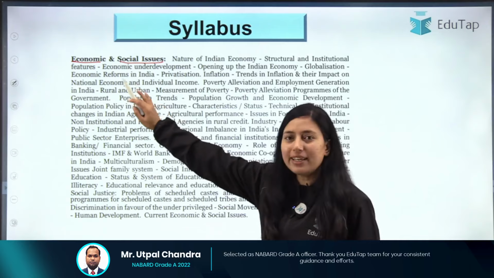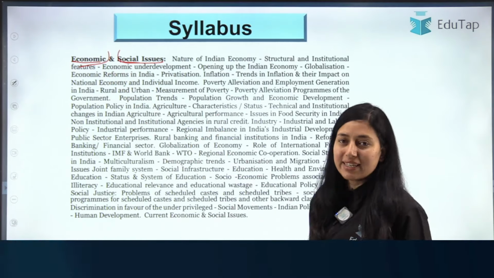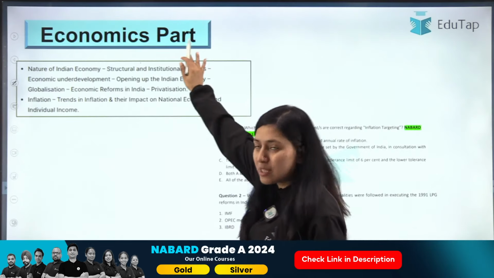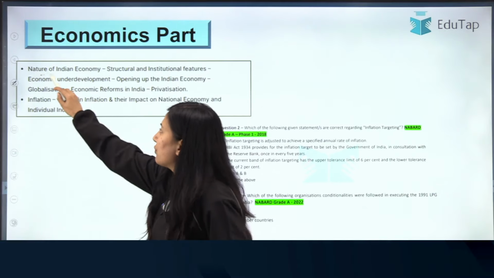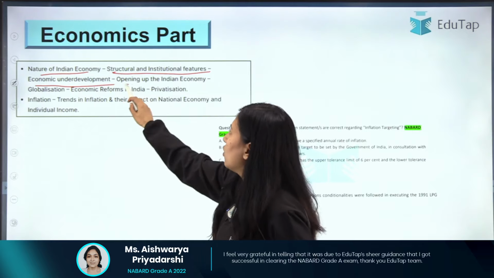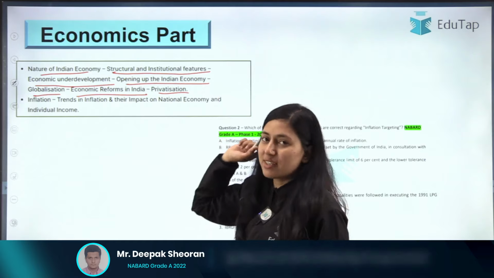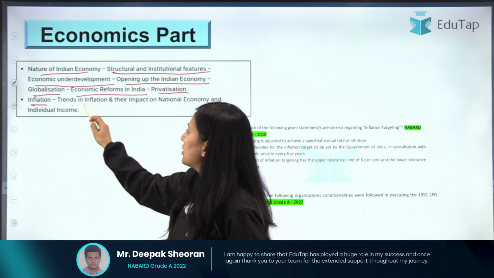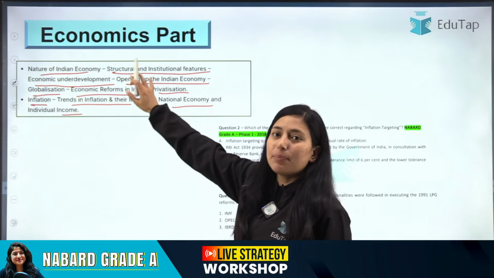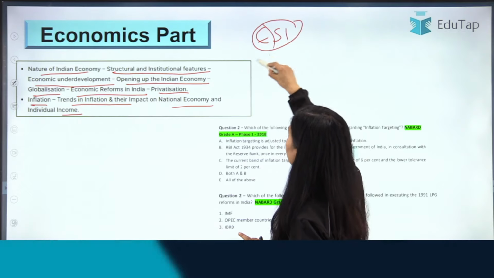Okay, what is ESI basically? Economics and social issues. Now, let us segregate the economics and social issues parts from this ESI. First, let's see what the topics of economics are. If I talk about the economics part, here the topics are nature of Indian economy, structural and institutional features, economic underdevelopment, opening up of Indian economy, globalization, economic reforms in India, and privatization. Then the next topic, inflation, trend in inflation, their impact on national economy and individual income. This is again part of economics. Okay, in ESI, this is the part of economics.